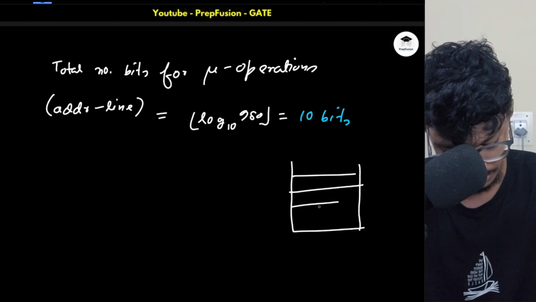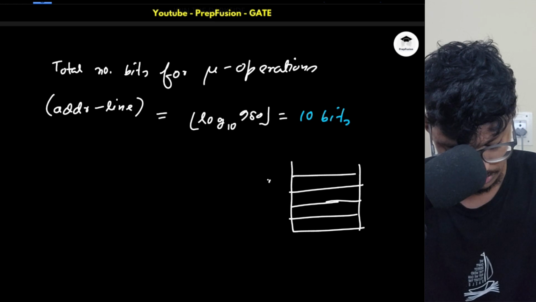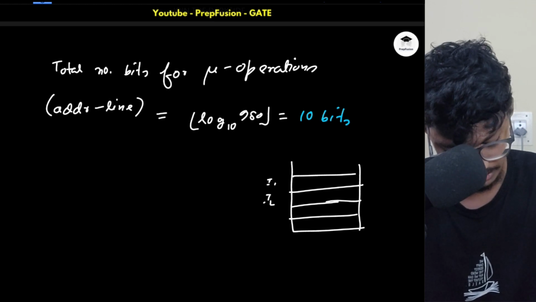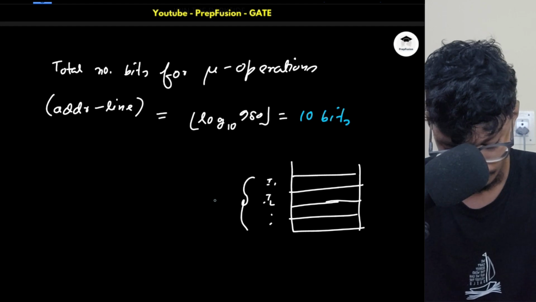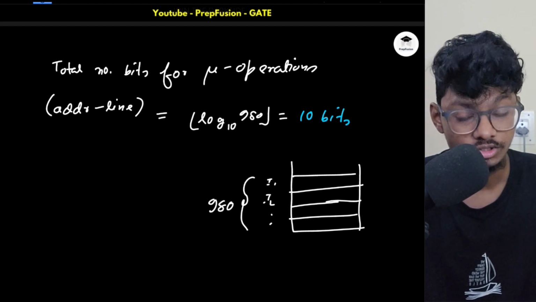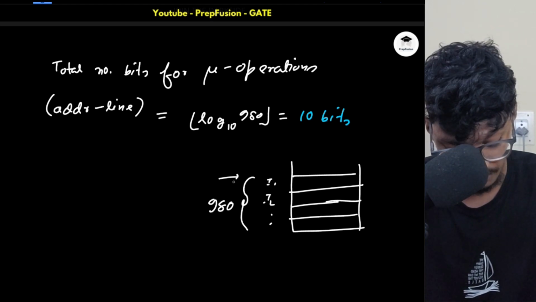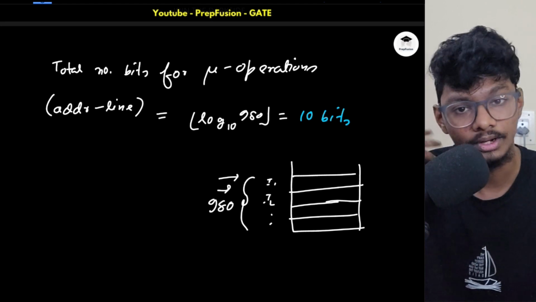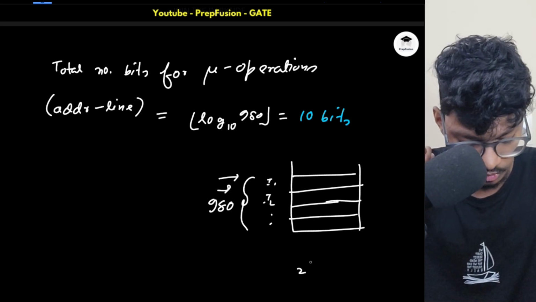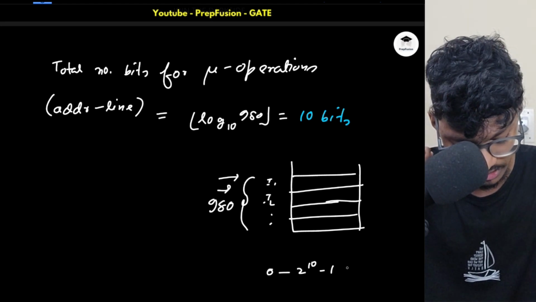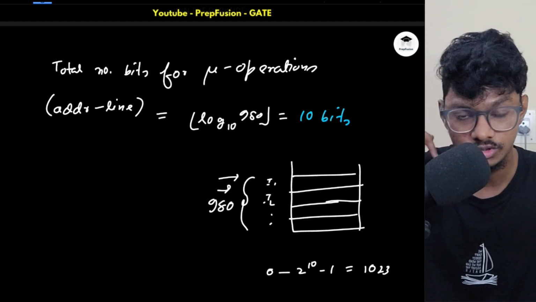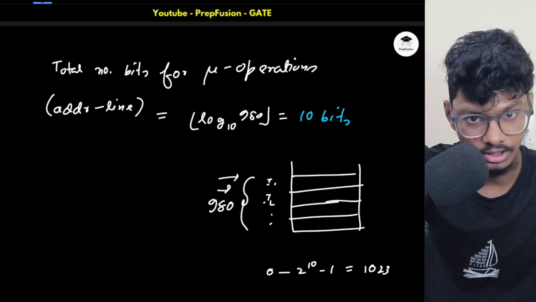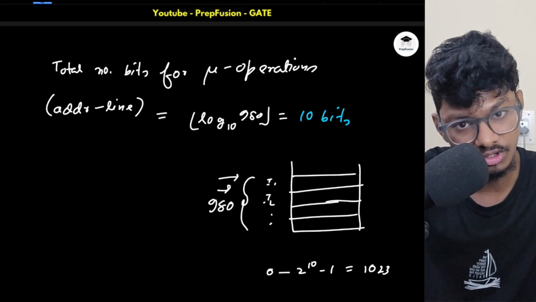I have control memory here, and this many micro instructions I have. This is I1, I2, something like that, right? Micro operations I have. So total how many I have? Total I have 980. So how many bits I need to define for each of these address fields? Only 10 bits, right? 10 bits will be 2 raised to power 10. It will start from 0 to 2 raised to power 10 minus 1, that is 1023. 1023 should be enough. So total 1024 values I will have, out of which only 980 I am using.